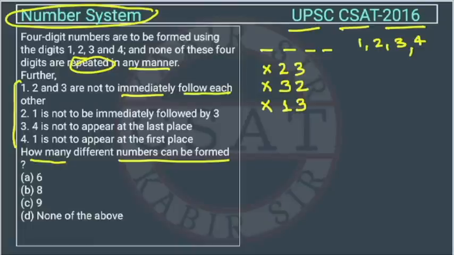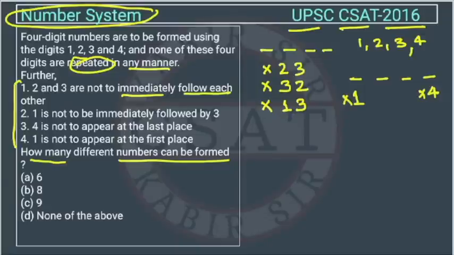4 is not to appear at the last place, right? So there are 4 places, right? So 4 will not come at the last place. 1 is not to appear at the first place, so 1 will not come here, right? So all 4 conditions are these. Okay, now we have to form numbers, right?